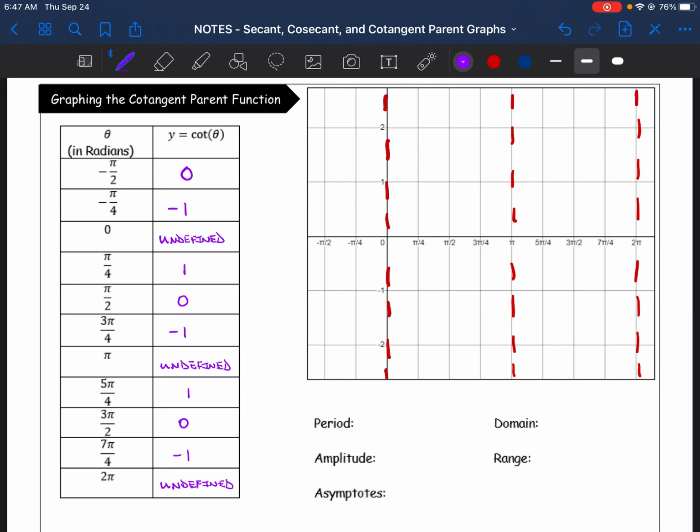So at negative pi over 2, we were at 0. At negative pi over 4, we were at negative 1. And here's what the graph would end up looking like. Okay. At positive pi over 4, we're at positive 1. At pi over 2, we're at 0. At 3 pi over 4, we're at negative 1.